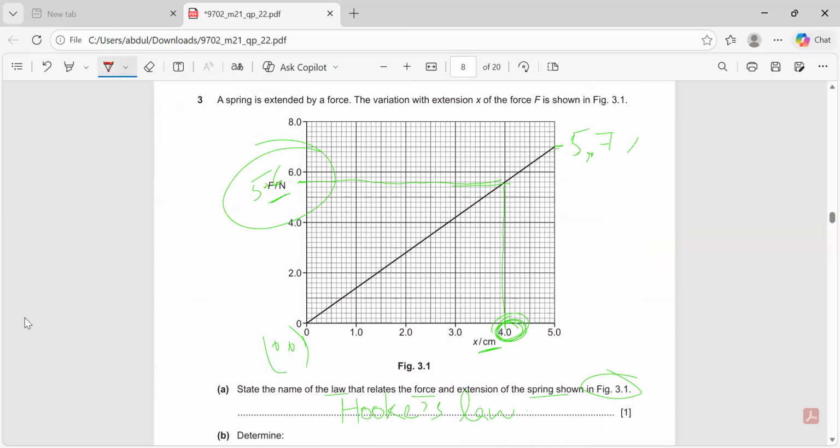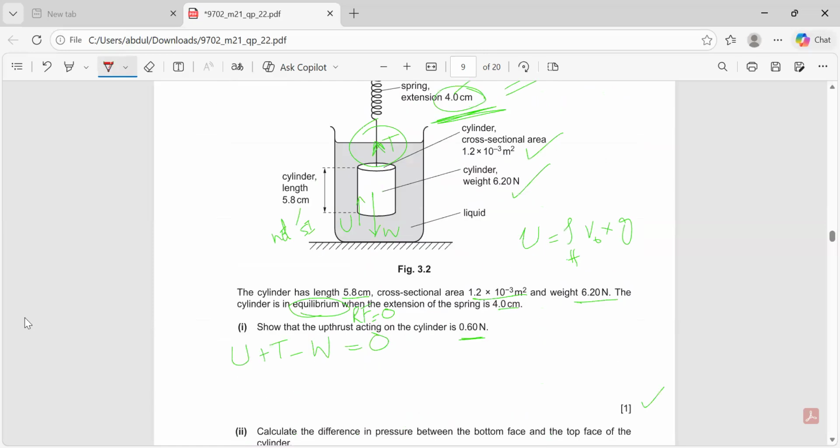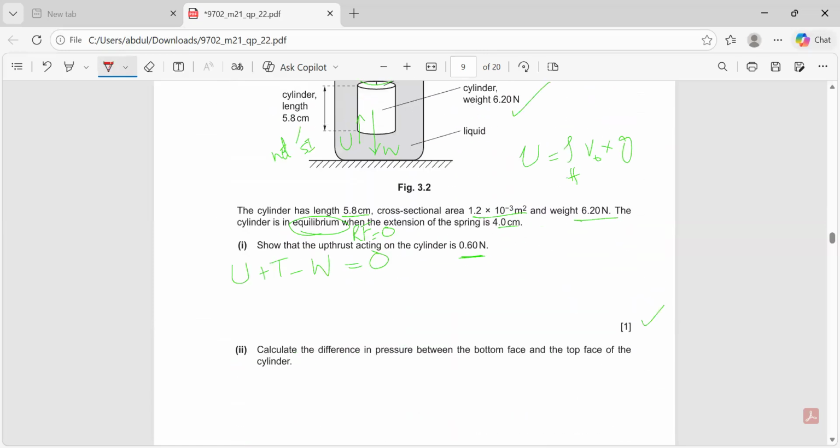And this force we will call a tension force for that particular part. So all the forces are with us now, and we need to calculate the upthrust. Upthrust will be equal to W minus T. W is 6.20, minus 5.6. As we simplify, the answer comes to be 0.60 Newton. So this answer will come in terms of forces.